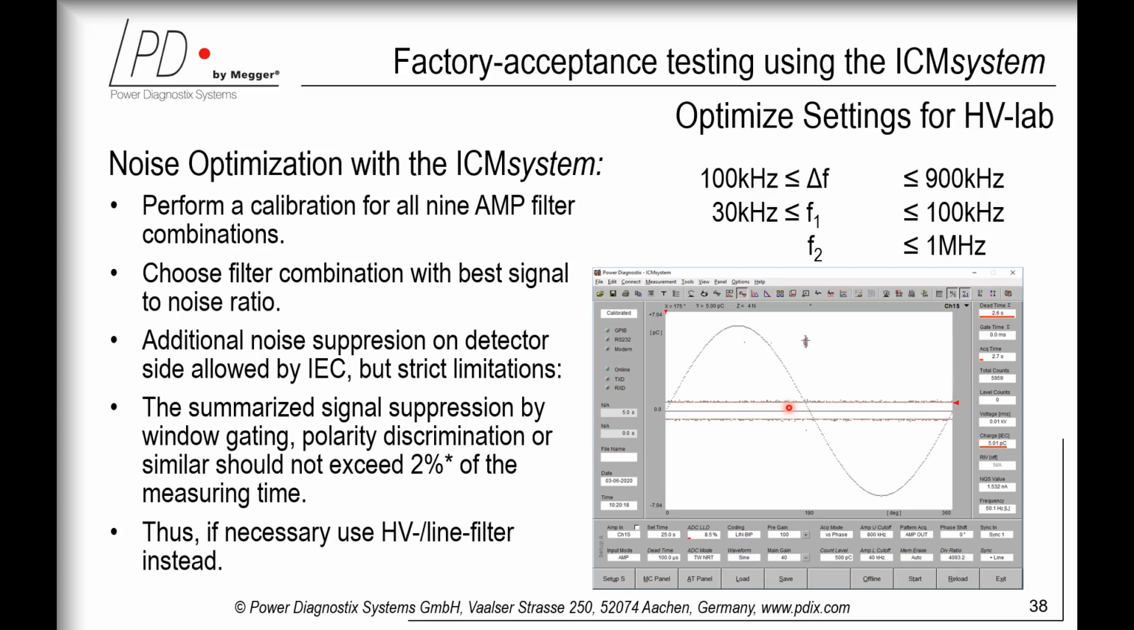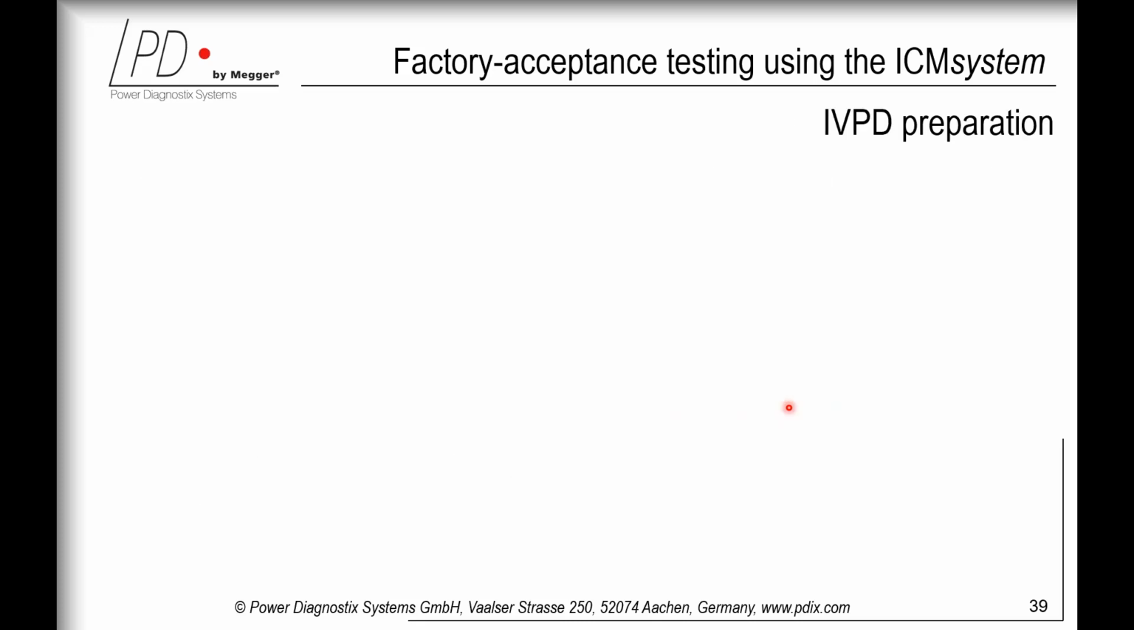So after we have explained how to optimize the noise situation, at least roughly, we will now come to the induced voltage PD test. First, we will explain the different steps. The induced voltage PD test can be separated into 2 sections. The first, the preparation and calibration without voltage, and afterwards the test itself.